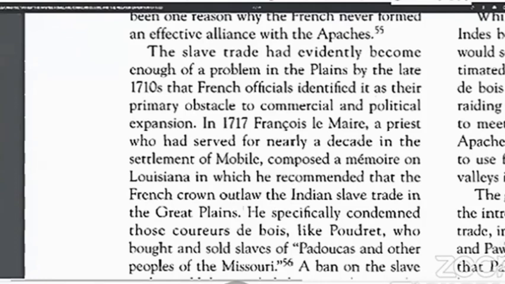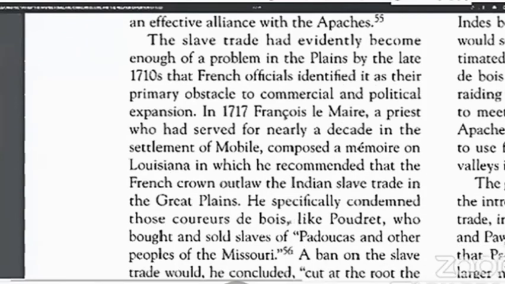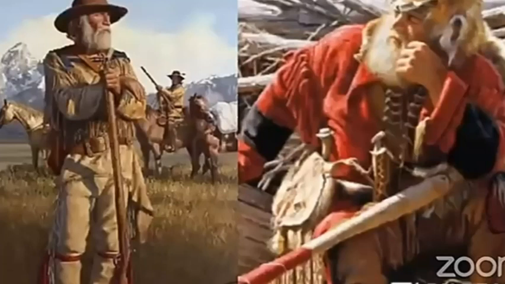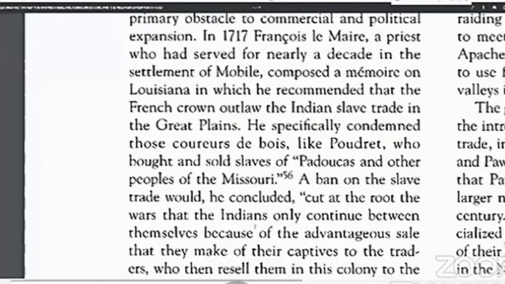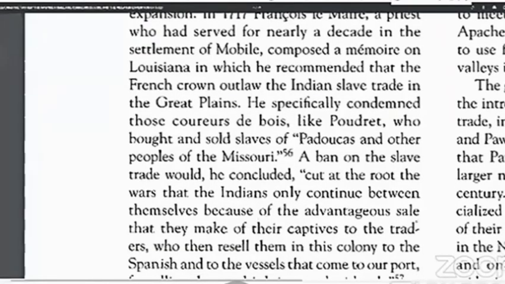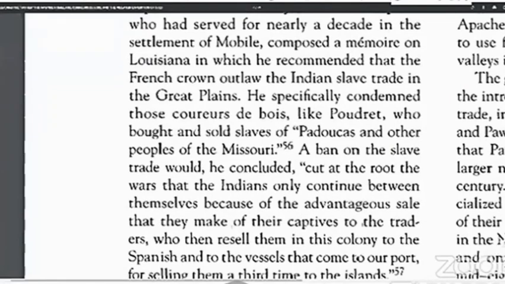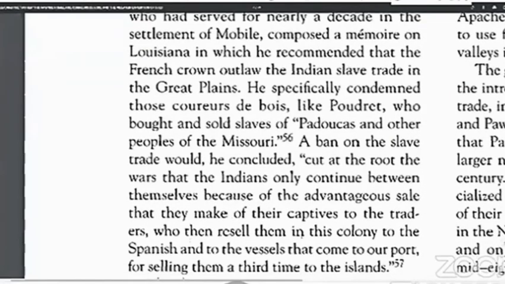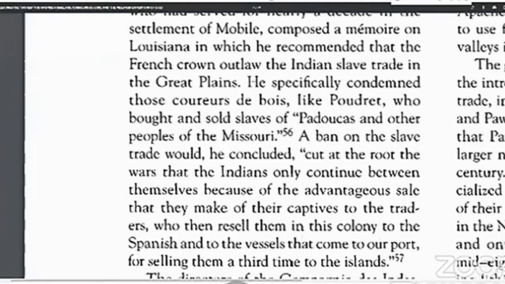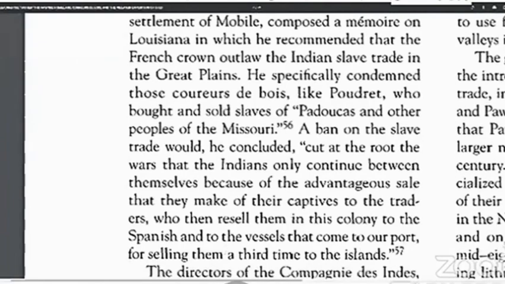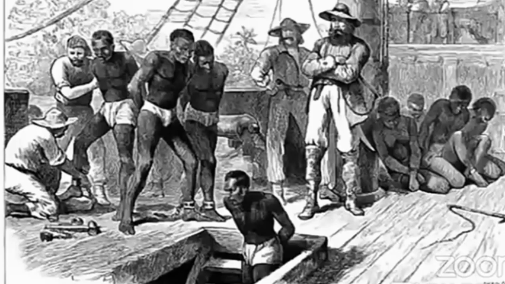Again, Indian slave trade. He specifically condemned the coureurs de bois, like Poudret, who bought and sold slaves of Paducas and other peoples of the Missouri. A ban on the slave trade would, he concluded, cut at the root the wars that the Indians only continue between themselves because of the advantageous sale that they make of their captives to the traders, who then resell them in this colony to the Spanish and to the vessels that come to our port for selling them a third time to the islands.